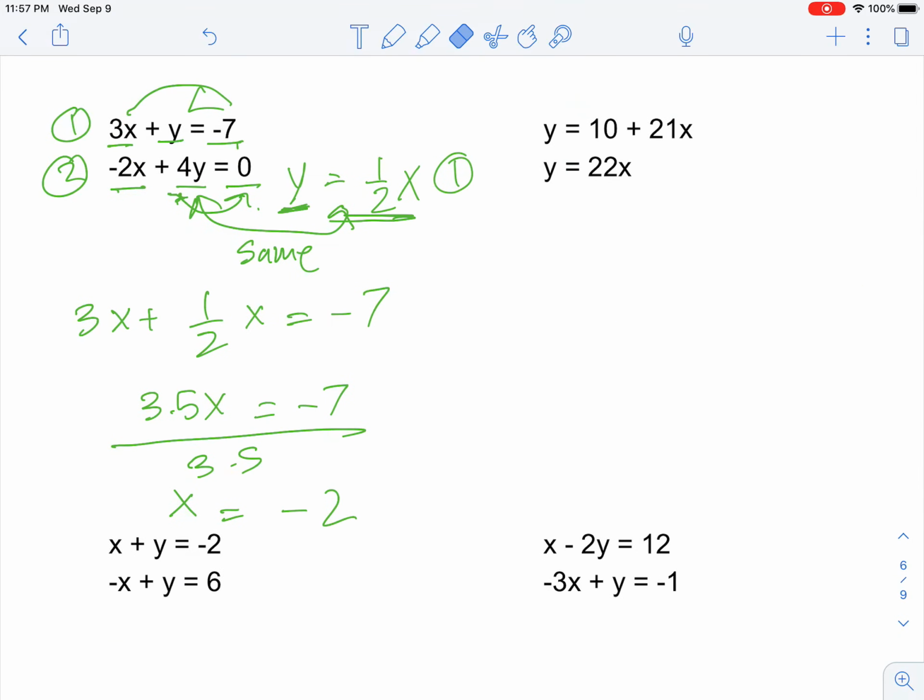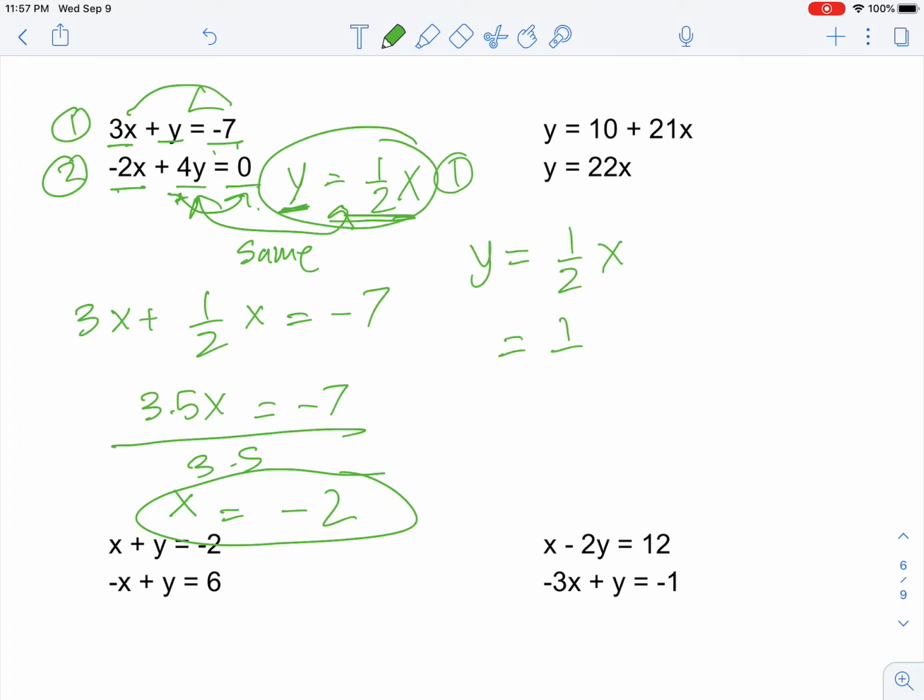So what you've got to do is put it into the other equation to get x is equal to negative 2. From there, you put it into the y equation that you have. So y equals 1/2 x equals 1/2 times negative 2, which is negative 1. So your solution is (negative 2, negative 1).